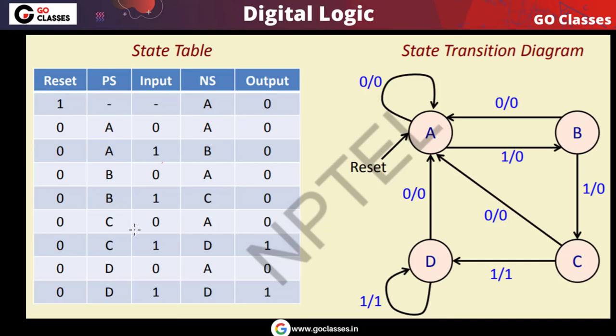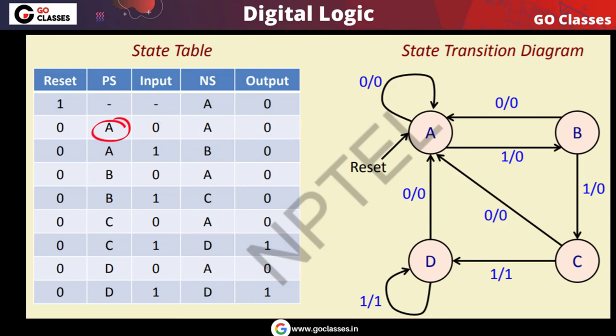Now you can notice that from this state diagram, you can very easily create the state table. In this state diagram, if you are in state A, and if the input is 0, then the next state will be A and the output will be 0.